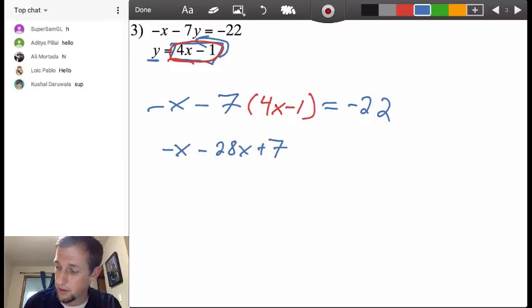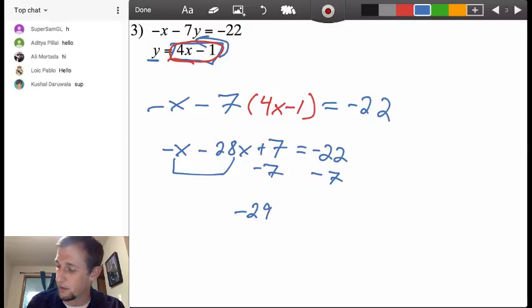So I'll distribute, I'll combine like terms, but really you're just solving from here. This is not really part of the substitution process. You have already done the substitution part. Okay, so now you're just doing things like I'm going to subtract 7 from both sides. I'm going to get x by itself, right? I'm going to combine those like terms. I get negative 29x equals negative 29.